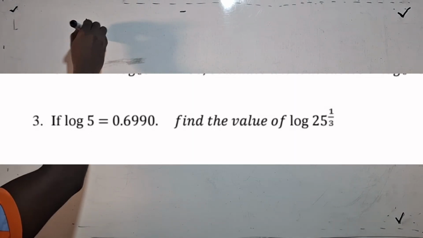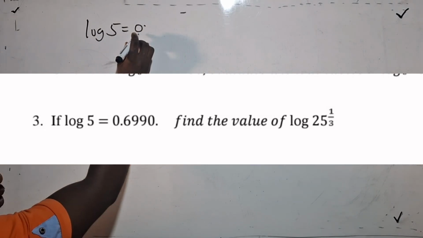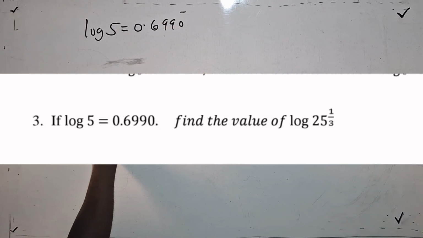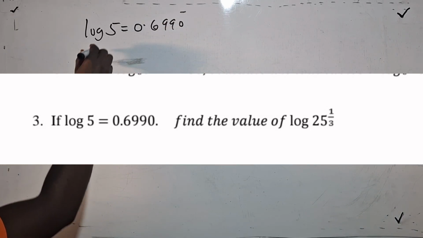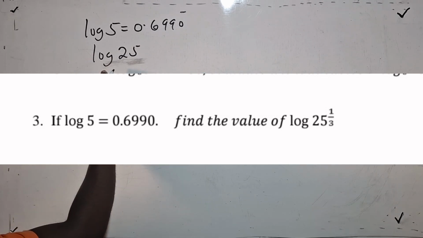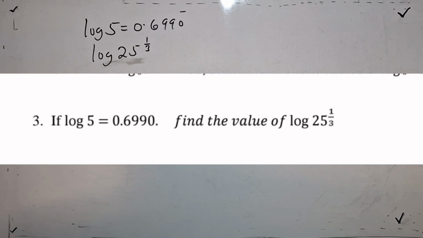So this one, if log 5 is equal to 0.6990, we are to solve log 25 raised to the power 1/3.